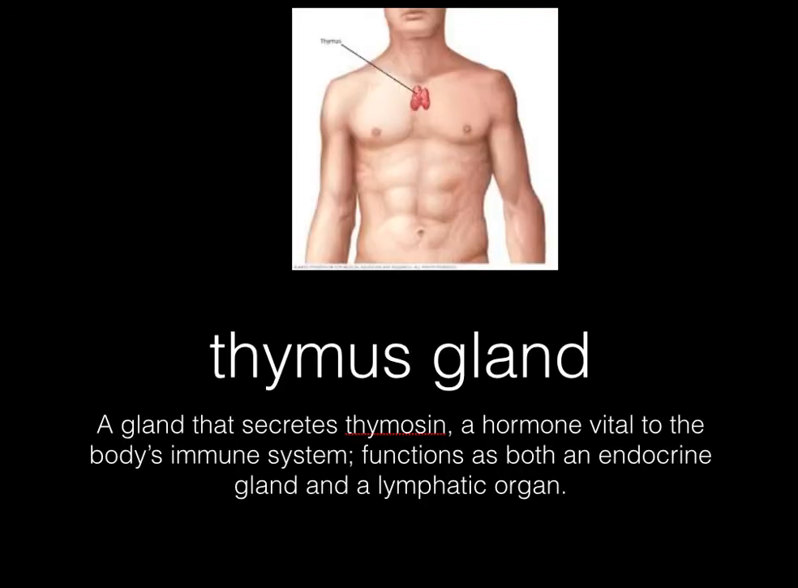And we have the thymus gland. We talked about the thymus gland. It's located up here, and this is a gland that secretes thymosin, which is a hormone vital to the body's immune system. It functions both as an endocrine gland and a lymphatic organ. So this is the thymus gland.